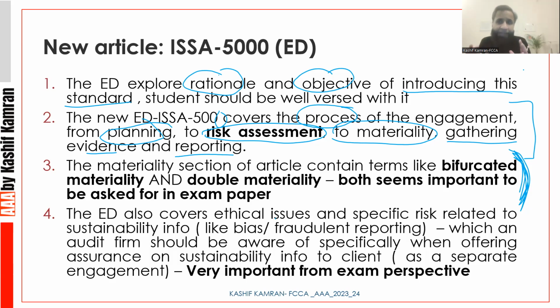So, from the ED, what is important? The rationale and the objective in point number 1. In point number 2, the process of the engagement, all the 5 processes. Number 3, what is bifurcated materiality and what is double materiality? And in point number 4, the ethical issues and the specific risk, which the examining team has covered in the article. So anything out of the 4 can be examined.